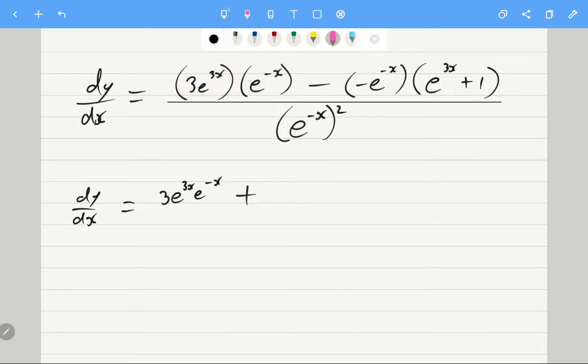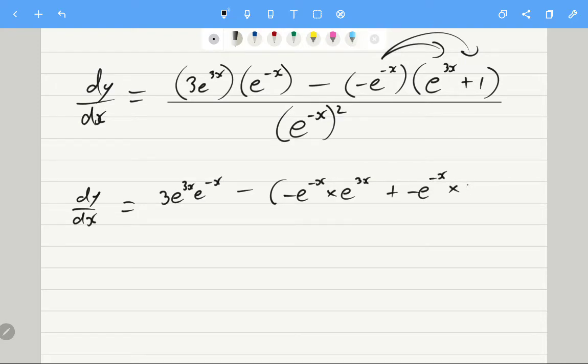Oh, sorry. We're looking at this. It's going to be minus minus, which is going to become a plus. But we are going to have to expand out these brackets. So I'm actually going to leave the minus for the moment, and instead expand this out. Why is this one expanding brackets properly? Because there is an addition sign happening right over here. So let's expand these brackets out. So we're going to get minus e to the minus x times e to the 3x plus minus e to the minus x times 1.